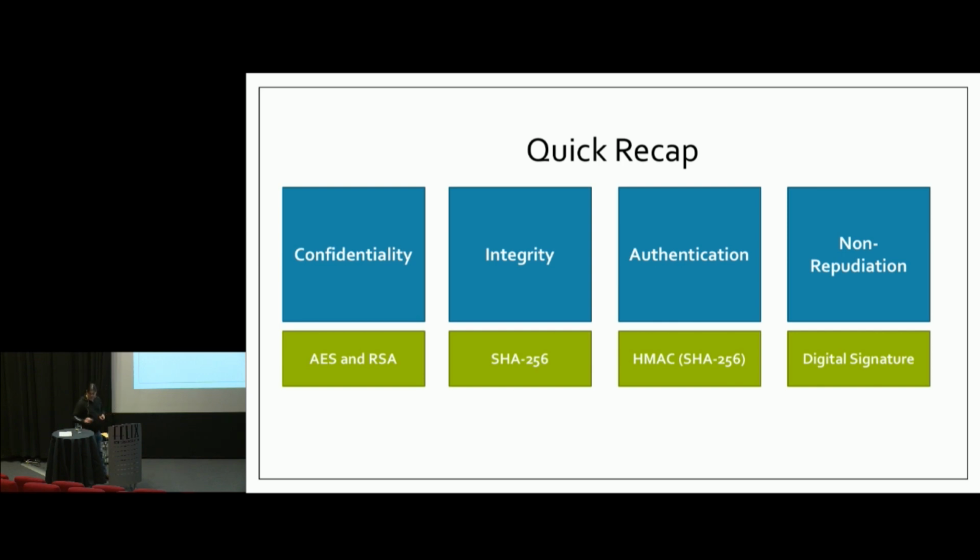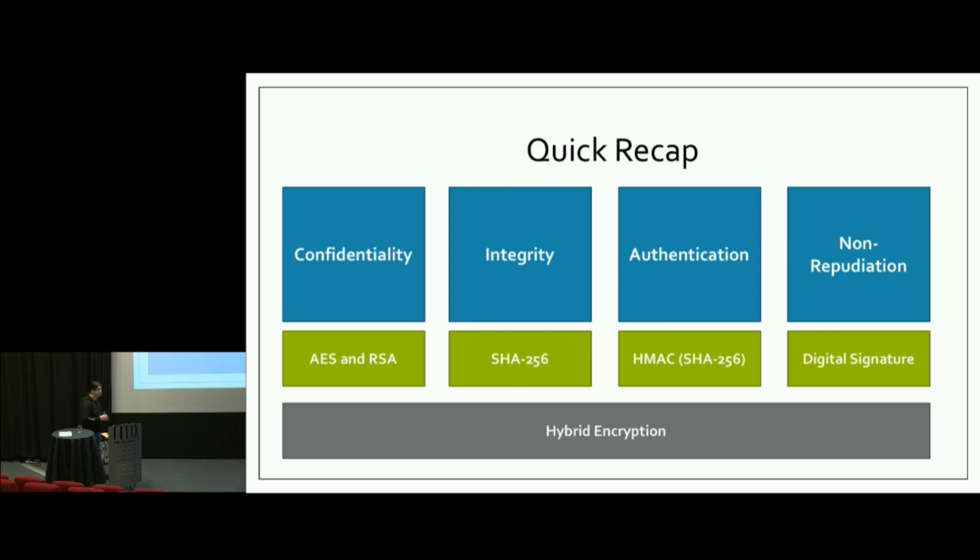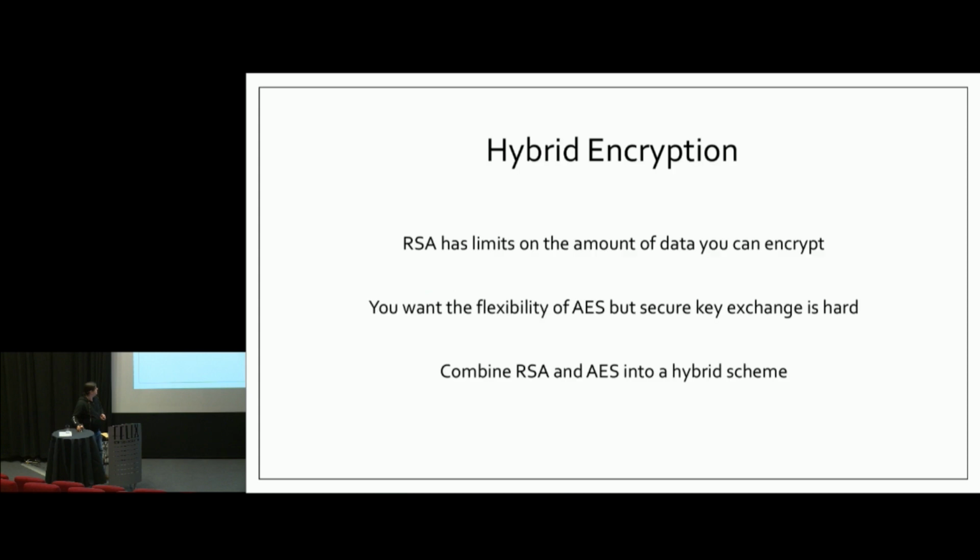So what I want to look at now is how we can combine some of those together to do what's called hybrid encryption. We mentioned before that RSA has some limits on the amount of data that you can encrypt in one go. And we also want the flexibility and the speed and efficiency of AES, but the problem we have with that is that exchanging a key between two people is very hard. So what we're going to look at first of all is how we can combine RSA and AES together so that we can get the benefits of both.